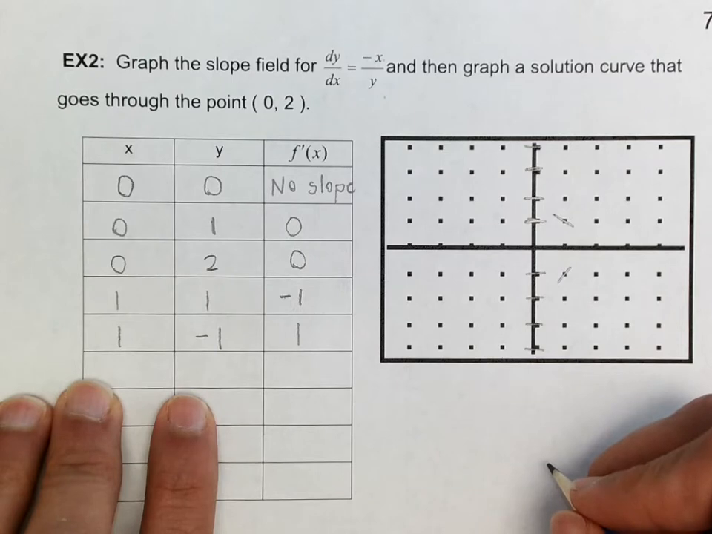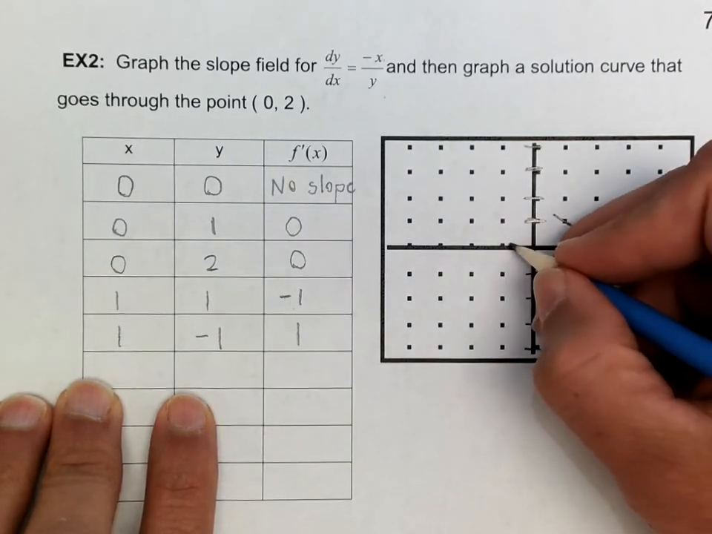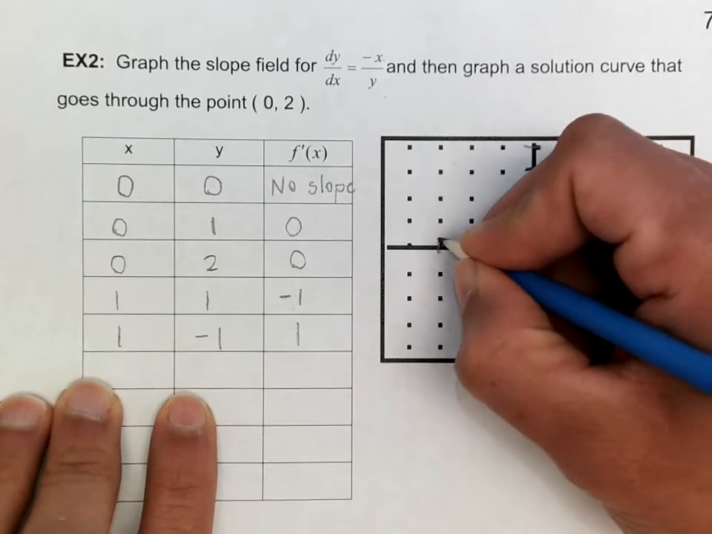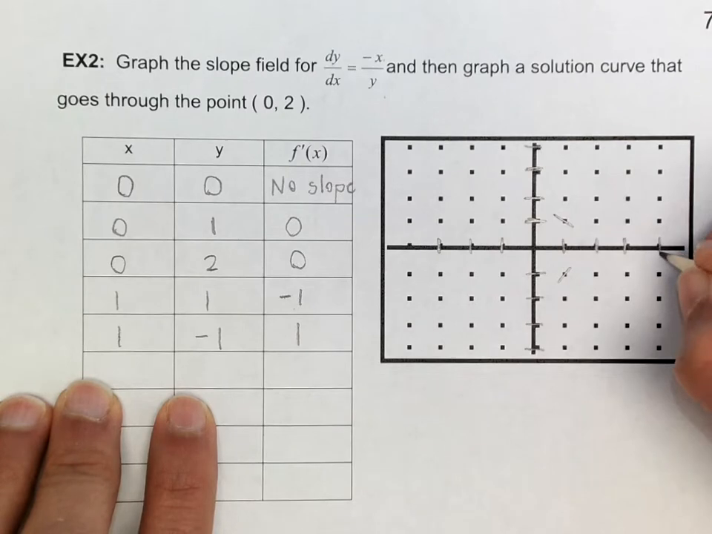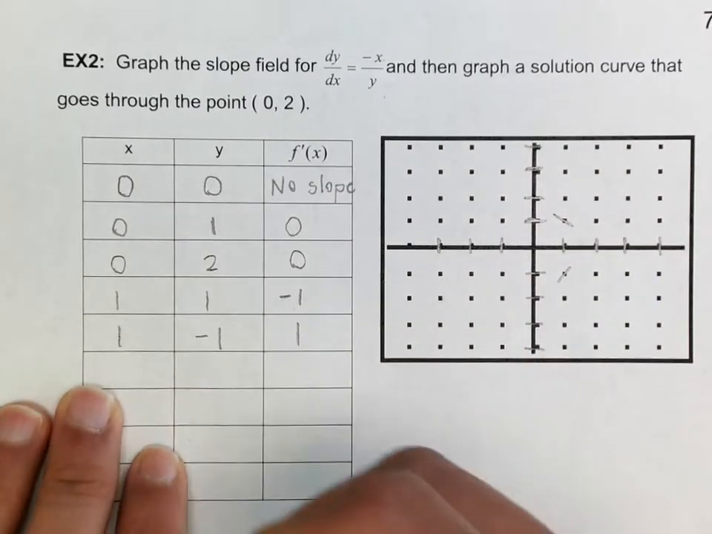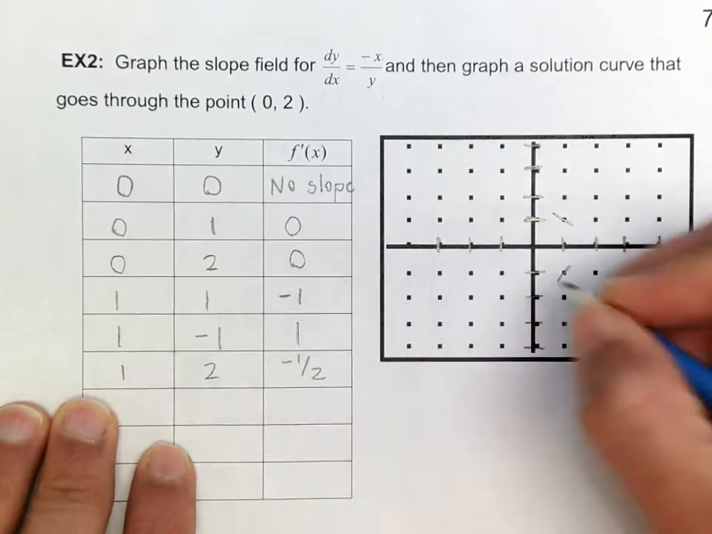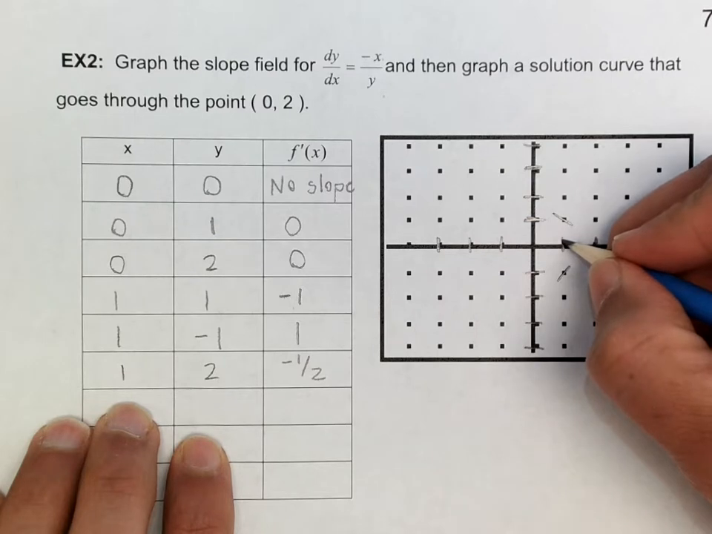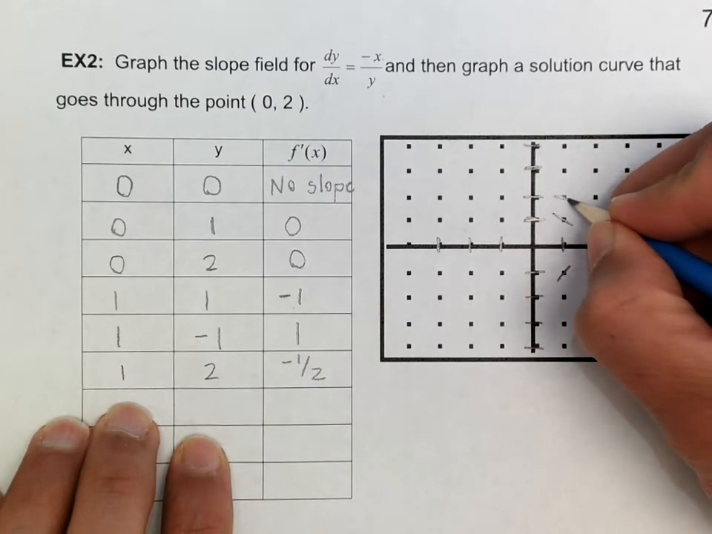Alright, let's see what else we got. Anywhere on here that will give me y equal to 0, that's going to give me more or less a vertical line, at no slope. So I'm going to write that on here because we know that. If we have a 1, 2, we have a slope of negative 1/2. So 1 over 2, we have a slope of 1/2, so it's a little more flat.